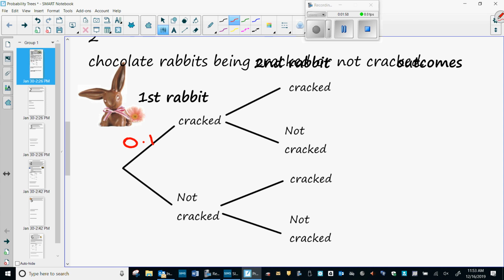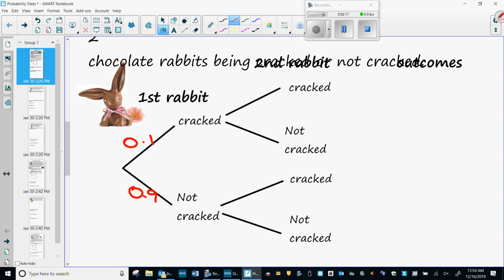Now, if the probability that it's cracked is 0.1, this branch says not cracked. So what do you think we're going to write here? 0.9. Yes, because we know that probabilities add to 1. Okay, that was pretty easy. Yes, we learned that just an hour ago.